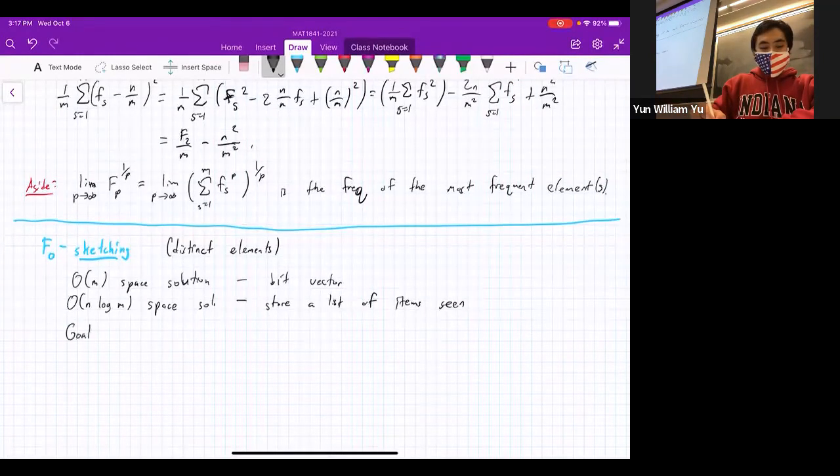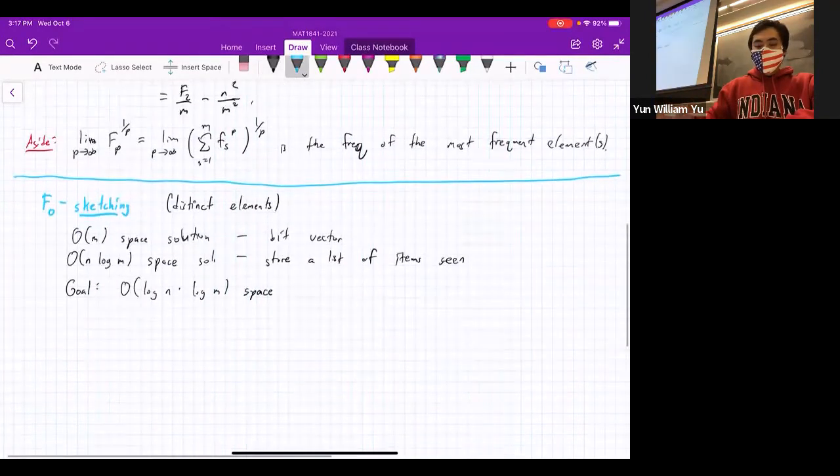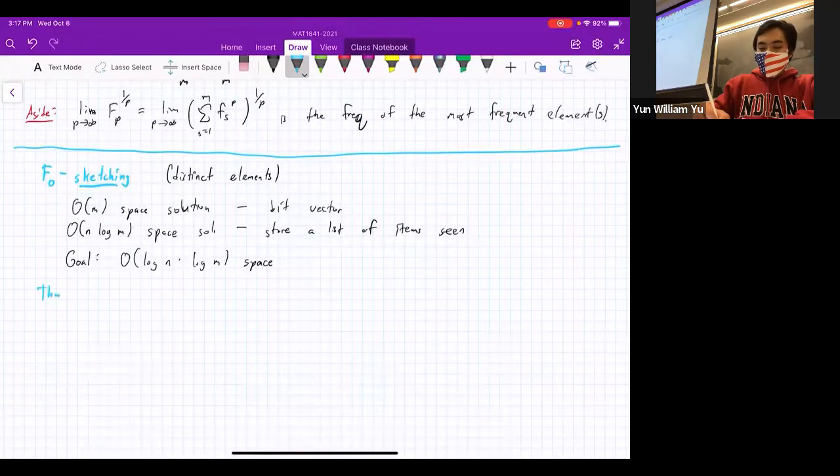Our goal here is to get something that's logarithmic in both of these space. And we may not actually achieve this, but that's sort of what we're aiming at. It's just like being logarithmic in both n and m, ideal. But unfortunately, we can prove that this is not achievable. So there's a lower bound.